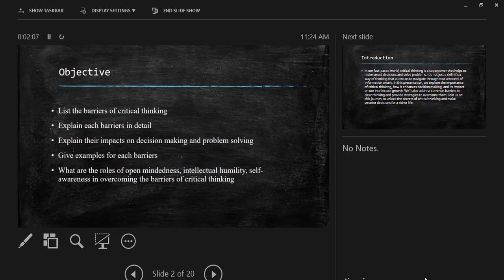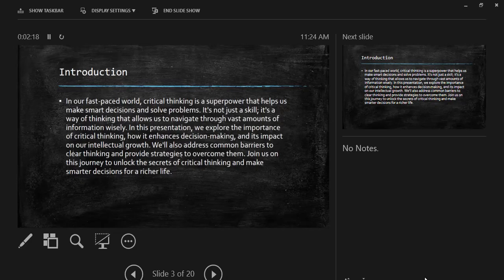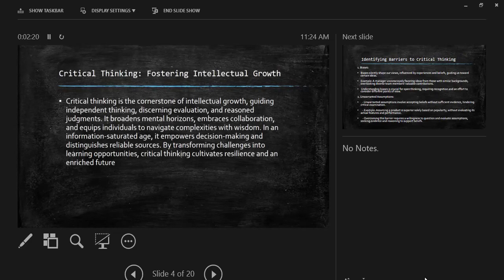Our objectives are to list the barriers of critical thinking, explain each barrier in detail, explain their impacts on decision making and problem solving, give examples of each barrier, and discuss the roles of open-mindedness, intellectual humility, and self-awareness in overcoming the barriers of critical thinking.